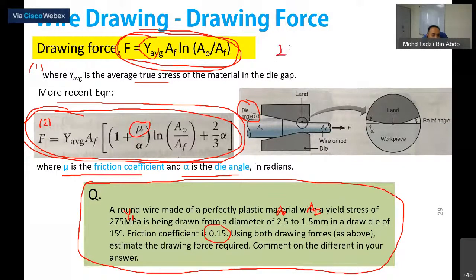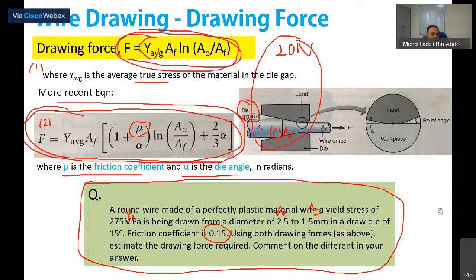Contoh yang ni you akan dapat 20 Newton. Contoh yang ni mungkin you akan dapat, dan dia kata comment the difference in your answer. Okay, yang ni mungkin you akan dapat katalah 10 Newton. Saya pun tak pasti yang mana satu lebih tinggi, mana satu lebih rendah. So bila dah dapat dua-dua ni, you compare and then you comment the difference. Kenapa dia rendah, kenapa dia tinggi. Macam tu. Boleh?